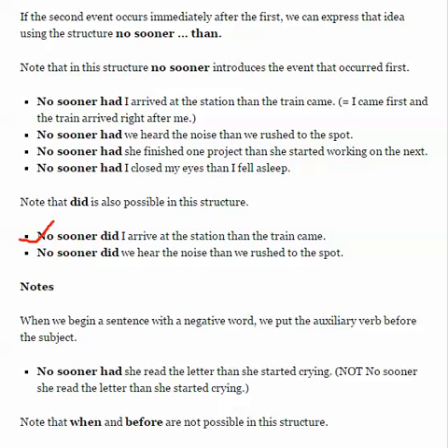Use of no sooner did and no sooner had. If the second event occurs immediately after the first, we can express that idea using the structure no sooner than. Note that in this structure, no sooner introduces the event that occurred first. No sooner had I arrived at the station means arriving at the station is the first event.